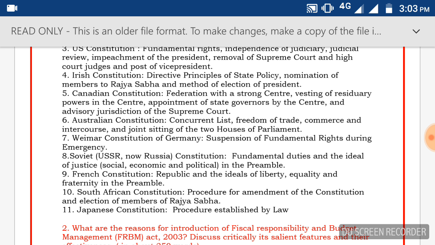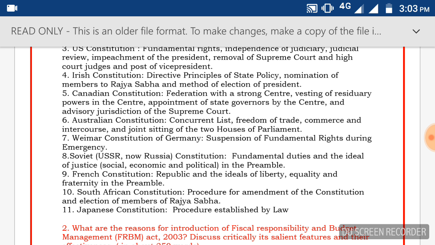Okay friend. So this has been copied from which constitution? The Canadian constitution. And also the appointment of a state governor by the center and advisory jurisdiction of the Supreme Court. The Supreme Court advises the president from time to time if the president seeks judicial advice. Next is the Australian constitution. The concurrent list has been copied from the Australian constitution, along with freedom of trade, commerce and intercourse, and joint sitting of the two houses of parliament.